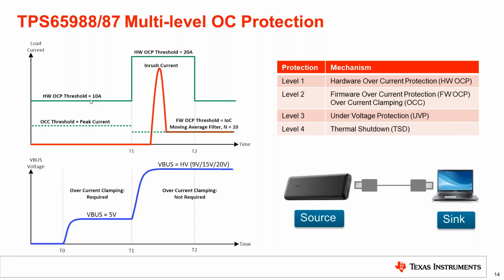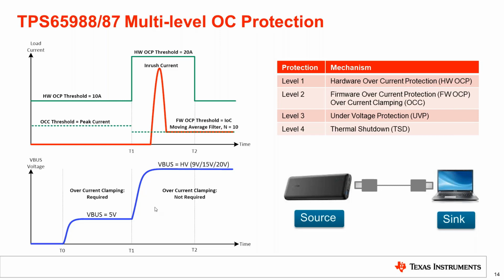Additionally, we have a hardware overcurrent protection that's meant to protect against hard shorts. When we have a 5-volt contract, this threshold is set at 10 amps. So if the current through the power path exceeds 10 amps, the switch will immediately open and protect the system.